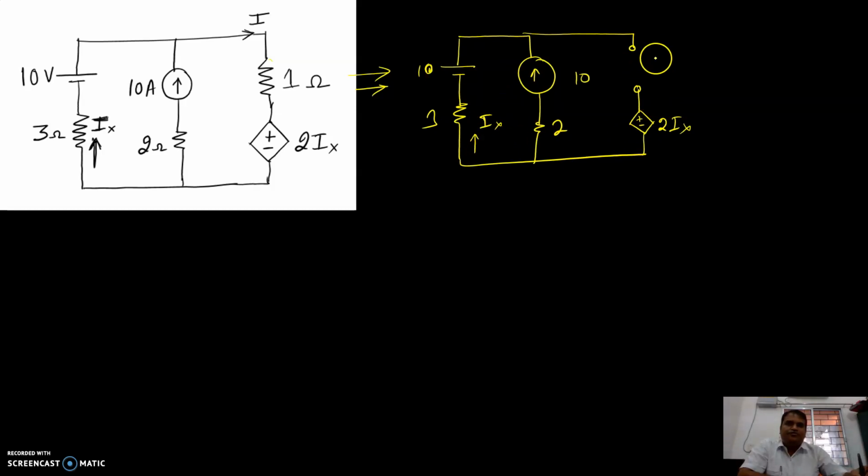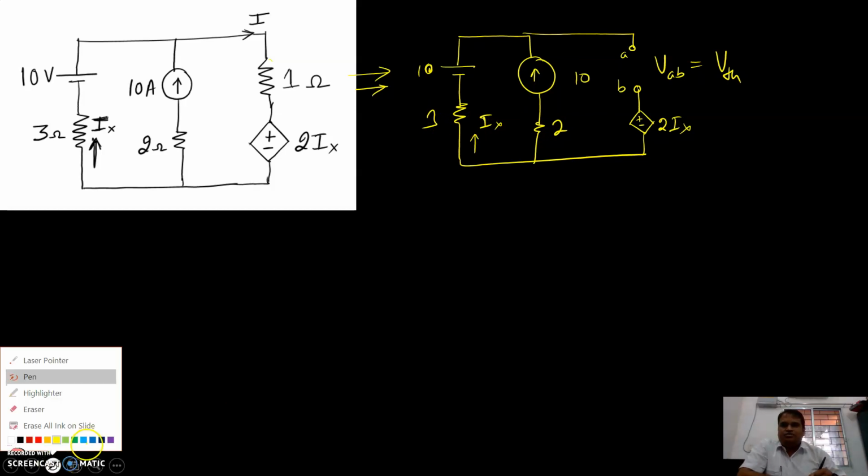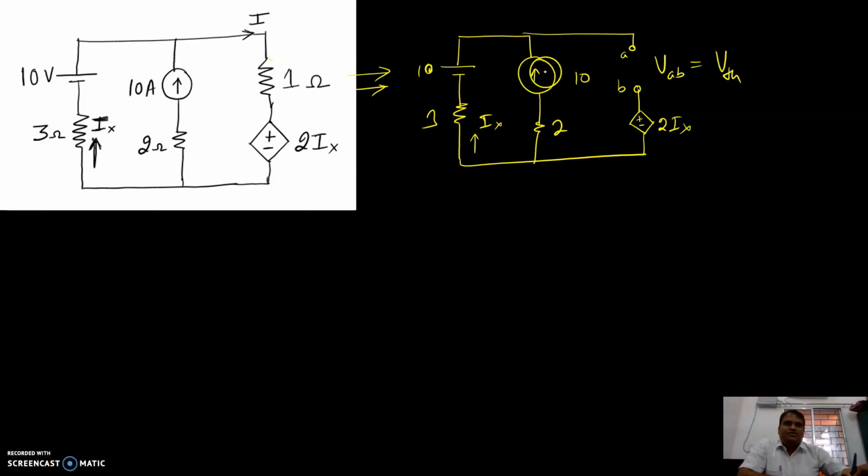So you need to find VAB, where A is this and B is this. AB you need to find, and this is the VTH. In this circuit it is very easy to solve, because there is a current source, the current will not go. This is an open circuit, the current which will go is only this 10 ampere in this loop.